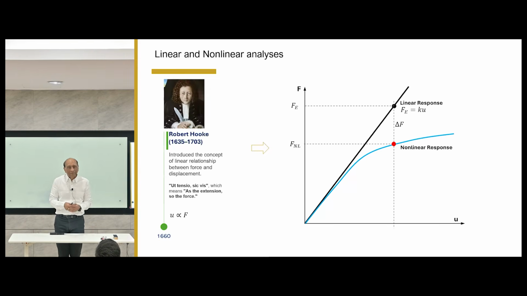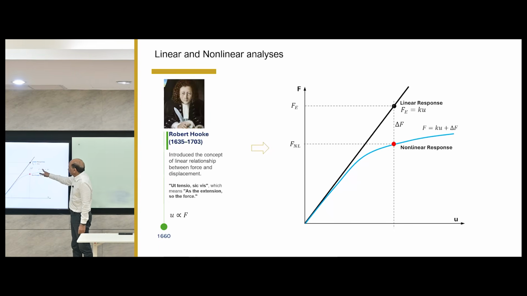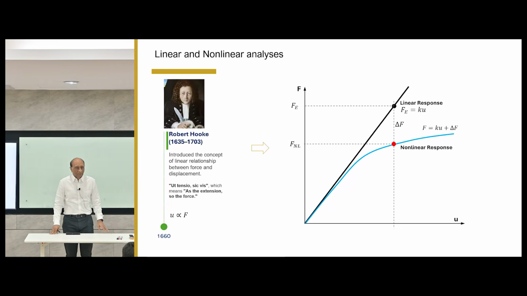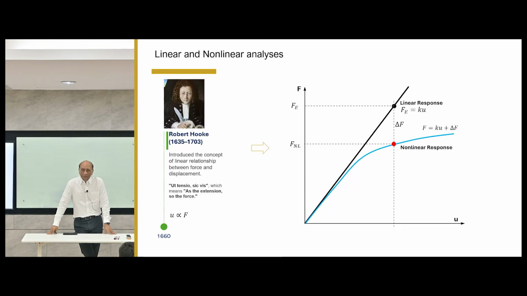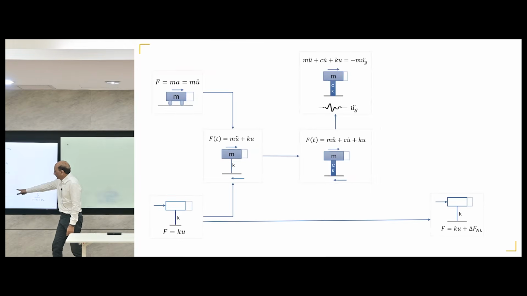So now we add one more complexity to our problem. We go back and we correct our force: Ku plus delta F. Plus or minus doesn't matter. The sign is not important. It could be plus, could be negative. So that means Hooke's equation of linearity now needs to be corrected for nonlinearity. We make this correction and add it here. So the new equation for nonlinear static response is Ku plus delta Fn, the nonlinear correction, right?